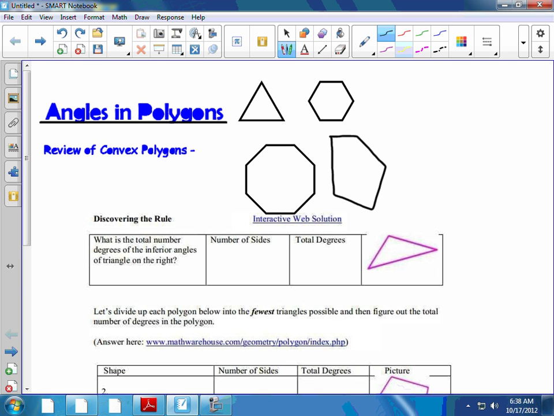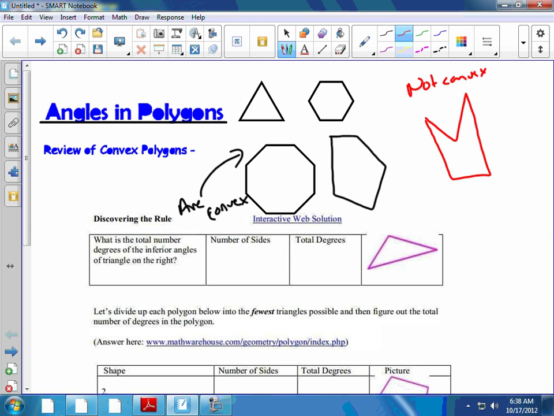A pentagon that looks like this. Okay, these are convex. Something that's not convex is a pentagon that looks like that, where a corner is kind of pointing in towards the polygon.